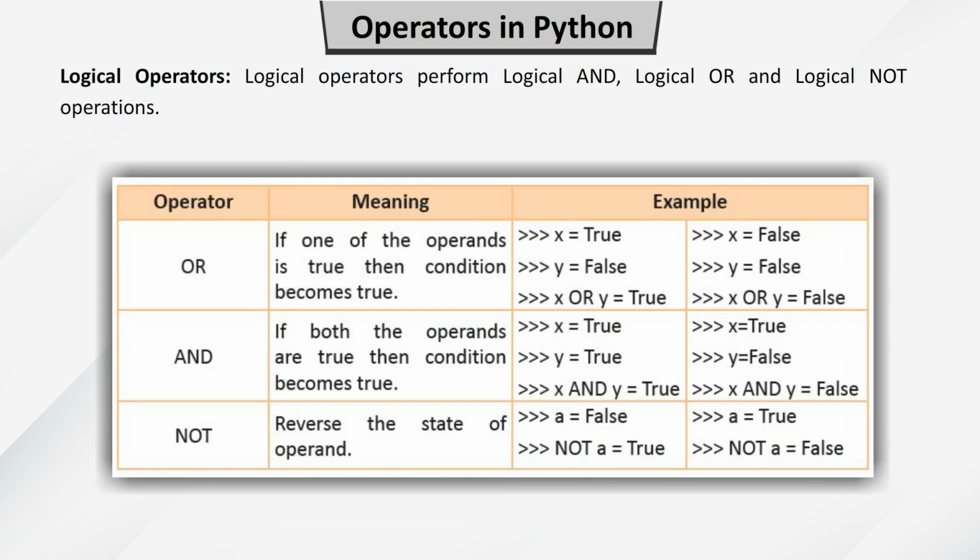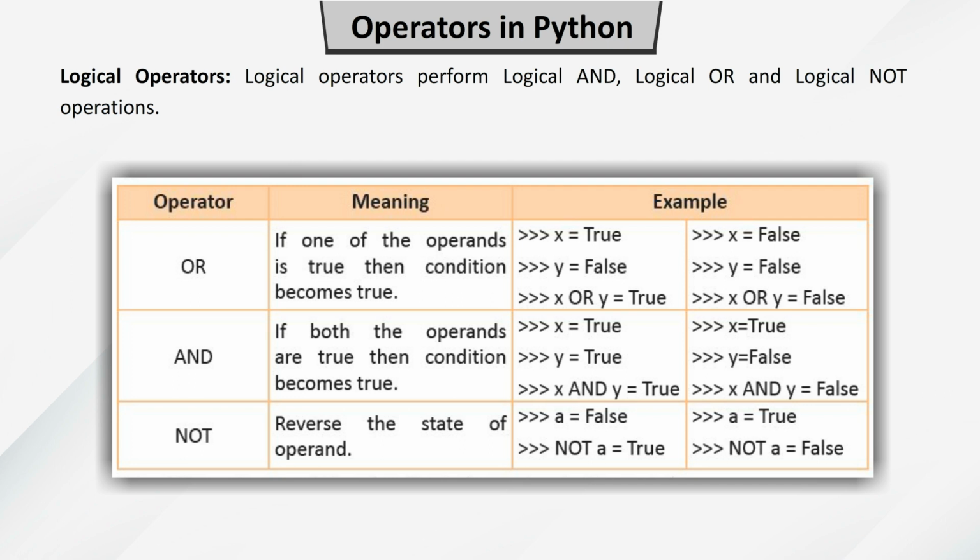Logical operators. Logical operators perform logical and, logical or, and logical not operations. Operator, meaning, example: or. If one of the operands is true, then the condition becomes true. x = True.